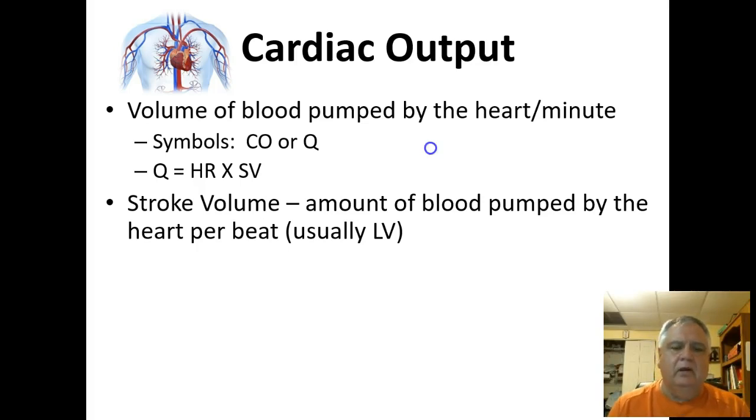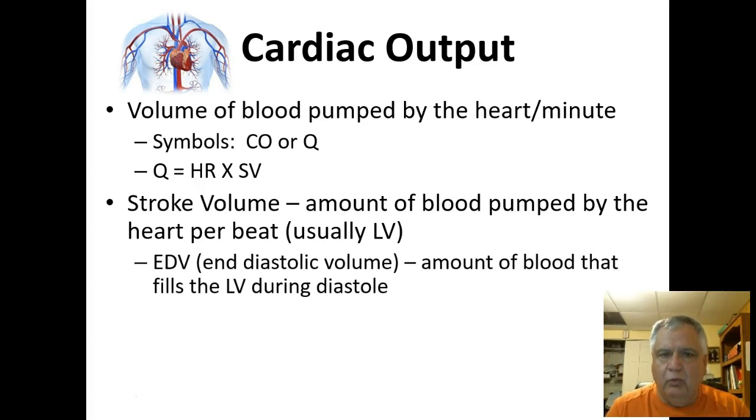Okay. Now, to understand stroke volume a little bit more and understand its clinical importance, we have some important terms associated with stroke volume that I'd like for you to know. The first one is called EDV, which stands for the end diastolic volume. The end diastolic volume, or EDV, is the amount of blood that fills the left ventricle during diastole, during the relaxation phase.